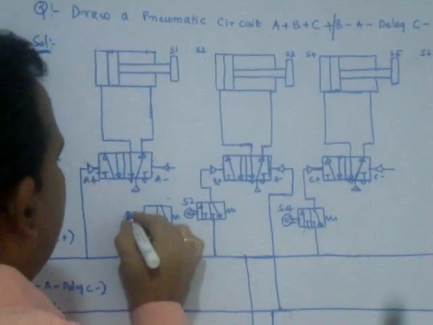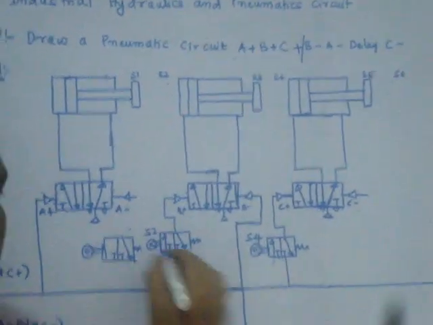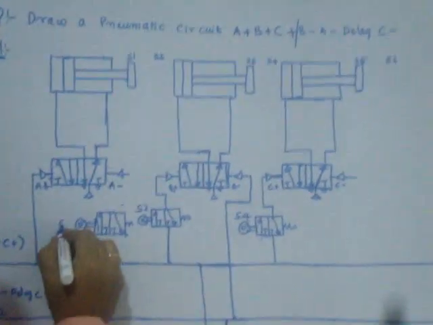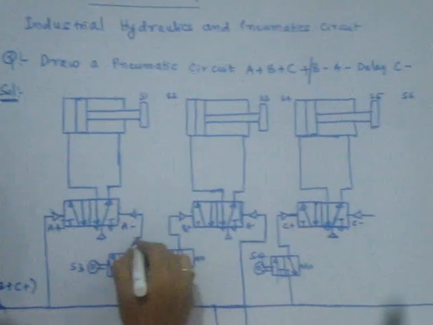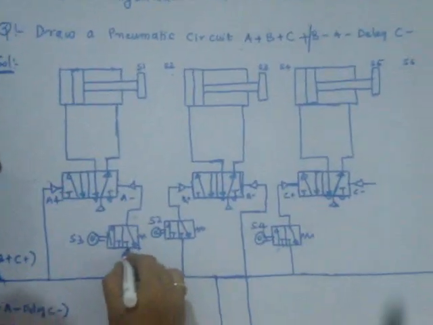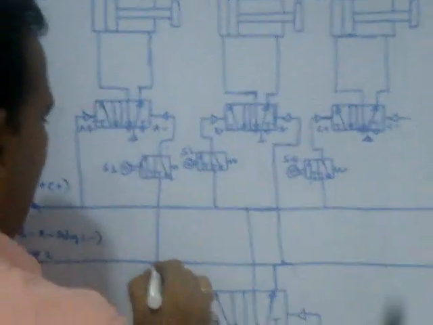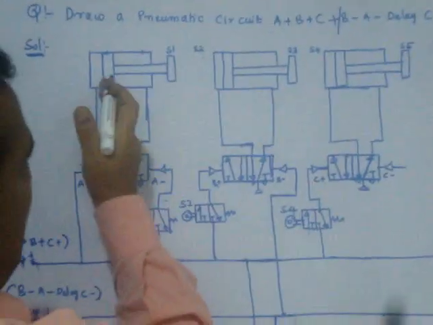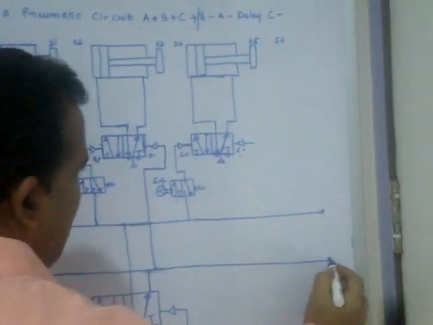Spring return. And here, that is called what? It reaches to S3. Now, when it reaches to S3, already group 2 line is on. When S3, it comes back. Now the delay C minus is here. Okay, so now this line is on, second line.